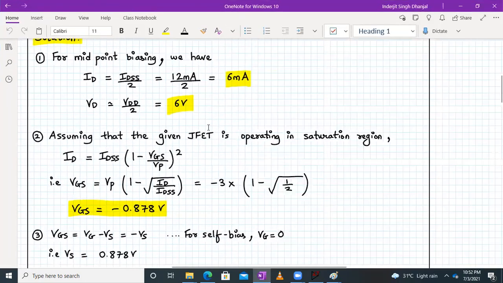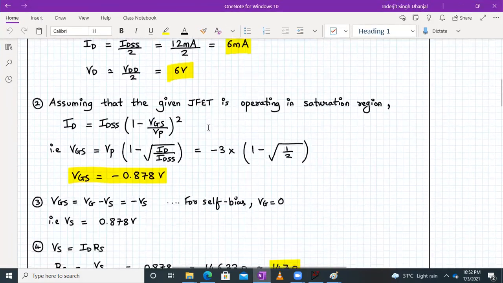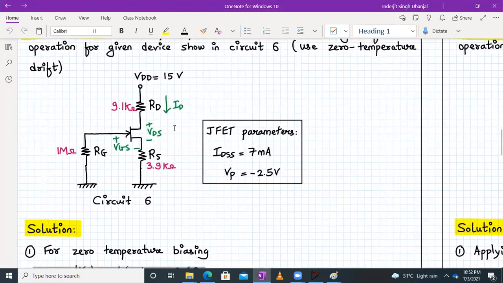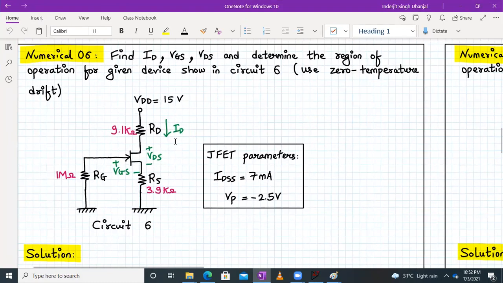Now let us move on to the next numerical. This was numerical number 5. Let us move on to numerical number 6. So numerical number 6, this is the data given over here. We have to find ID, VGS, and VDS. Additionally, we have to determine the region of operation. And here we have to do it by zero temperature drift technique.